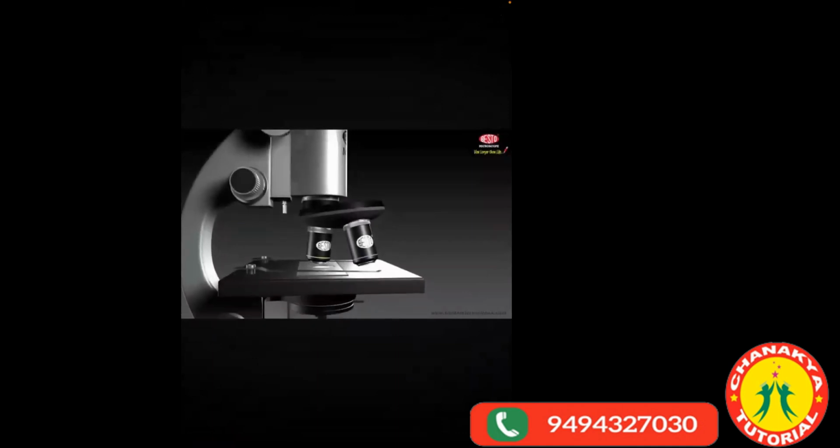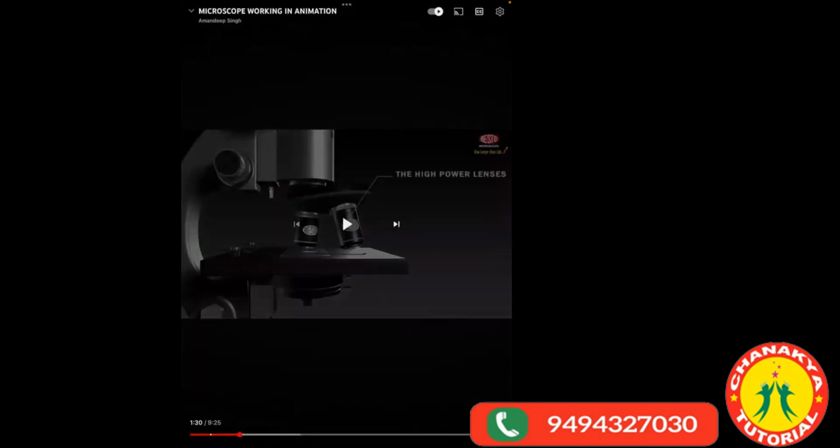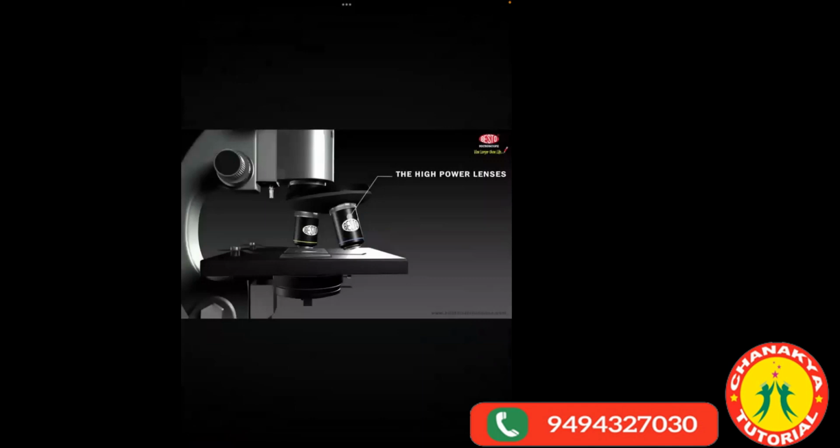The objectives allow you to change objectives while looking at a slide or sample. The objectives are the parts at the bottom of the body tube closest to the sample you are examining. Each objective has a lens and a tube-like holder, the mount. So these are the objective lenses. With the help of these, what happens? We will be able to zoom the picture in or out.